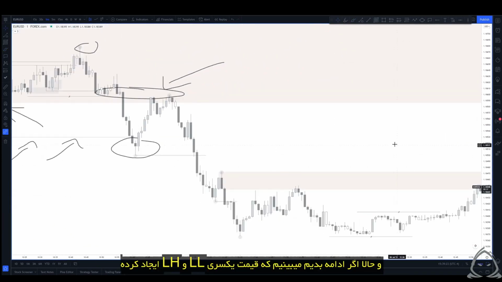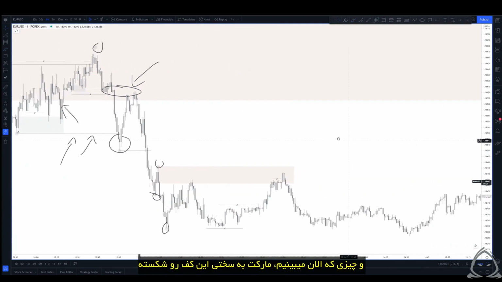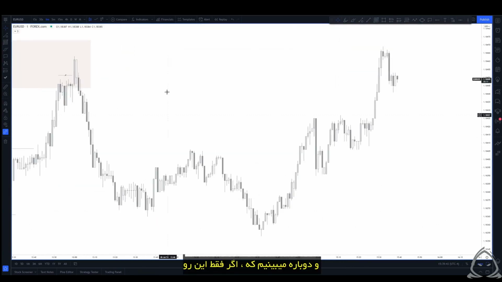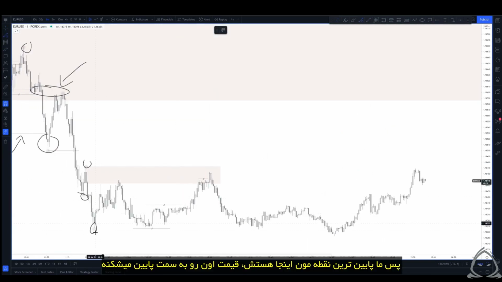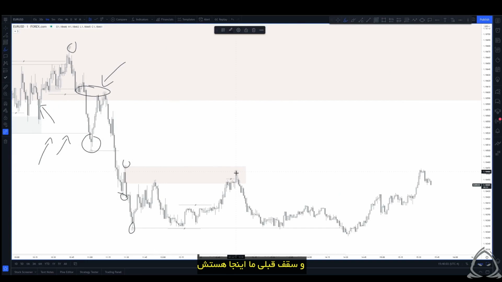And then what we can see, if we just continue on, we can see price now forming a series of lower lows and lower highs. And as it currently stands, the market has just barely broken this low point right here. And then again, if I just draw on this very quickly, we have our lowest low here. Price then breaks that structure to the downside, and our previous high would be right here.